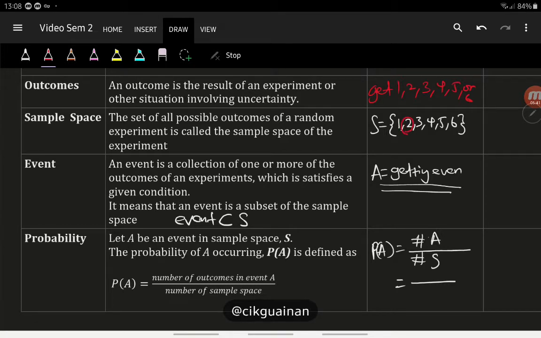We might get 4, we might get 2, or we might get 6. So in total, there are 3 possible outcomes in event A, in getting an even number. And then we divide by the total number in the sample space. Now, how many are in the sample space over here? We have 6 of them. So 3 over 6, we simplify it, we get a half. Okay, so this is the example we do right away.